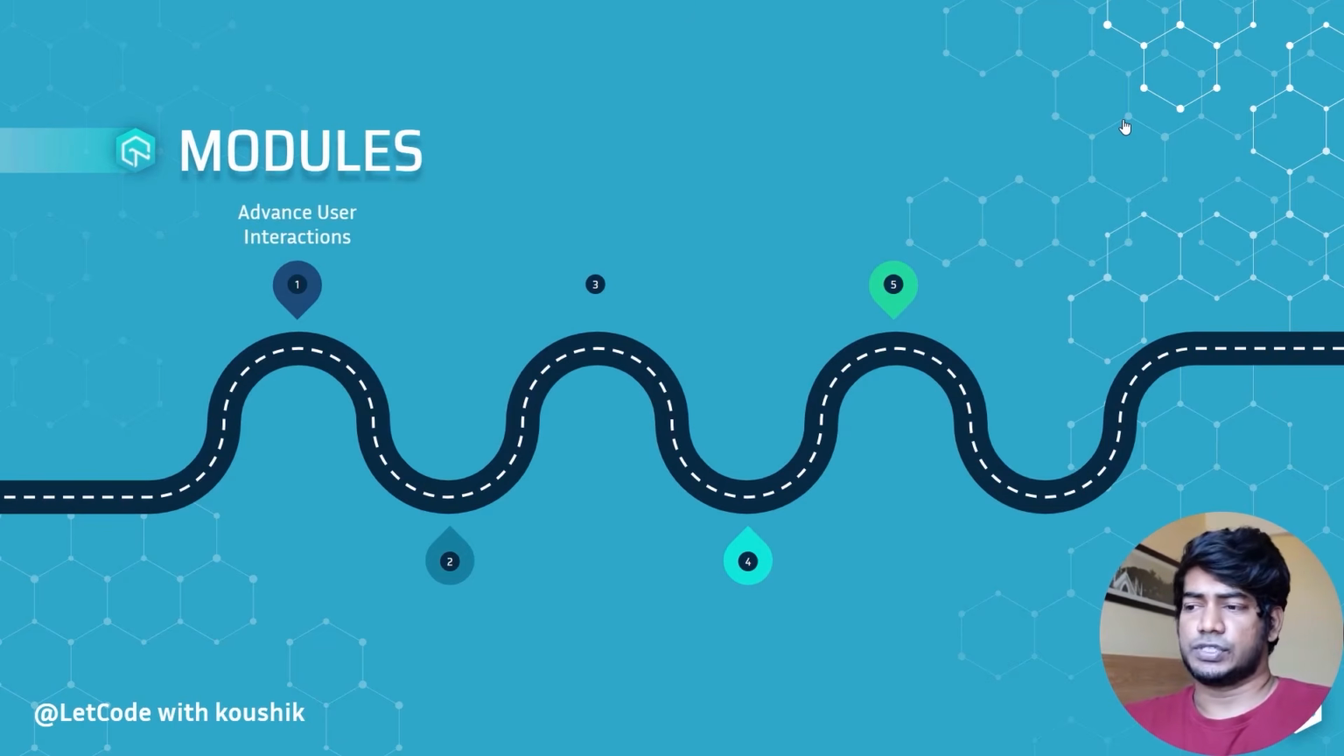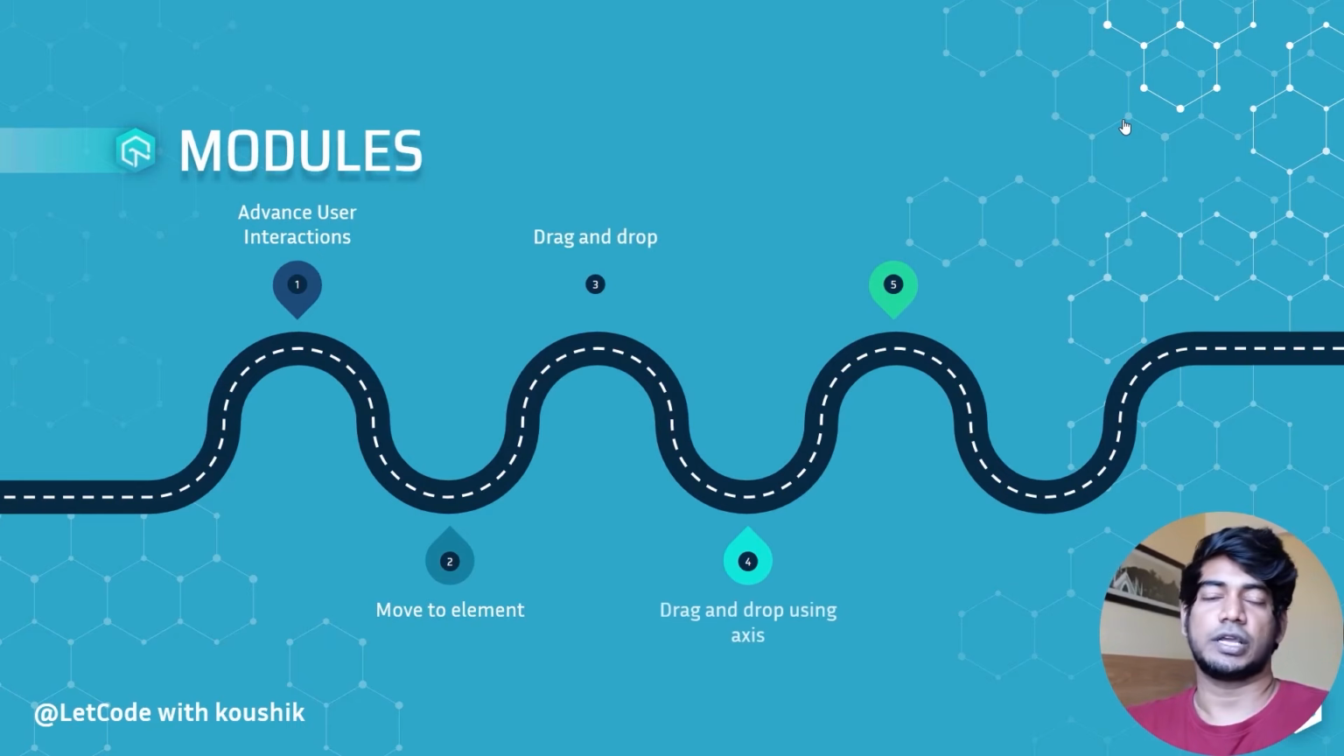Okay, so first of all, we learn what advanced user interactions are and why we have to handle all of those. Followed by that, we'll learn a few of the methods like move to element, drag and drop, and also drag and drop by the x-axis or the y-axis. And we'll also learn a few of the other methods available in the Actions class. So let's get started now.